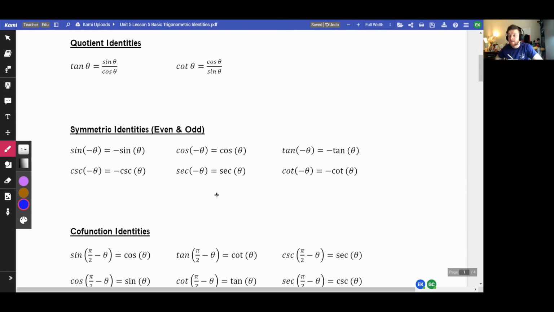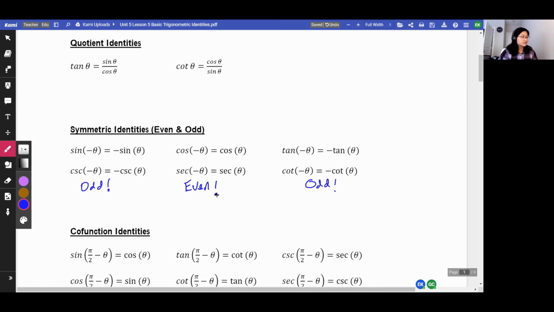We have the symmetric identities. Tell me some stuff about this, Mrs. Contreras. Well, this is because we have even functions for cosine and our reciprocal of cosine, which is secant, and then we have odd functions for our sine and our reciprocal of sine, which is cosecant. And with our tangent and our cotangent, those are odd, because when you put in the opposite, you get out the opposite.